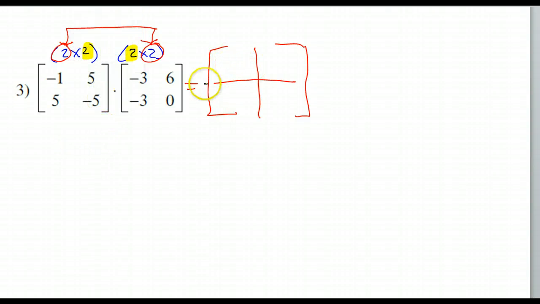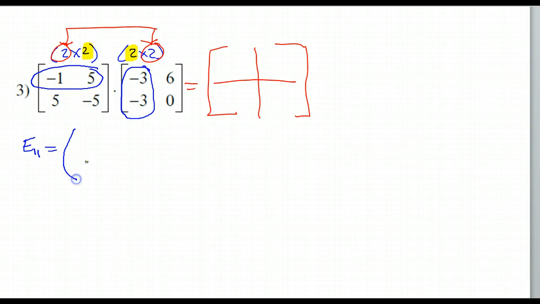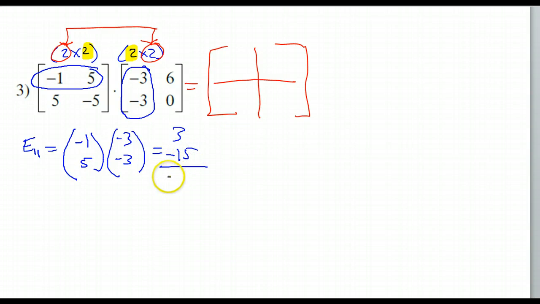Let's start with this corner. This would be element 1,1, because this is row 1, column 1. We need to multiply row 1 times column 1. So that's going to be negative 1, 5, row 1, and negative 3, negative 3, column 1. That's going to give me positive 3 and negative 15. Put them together, you get negative 12. So I have a negative 12 right there.